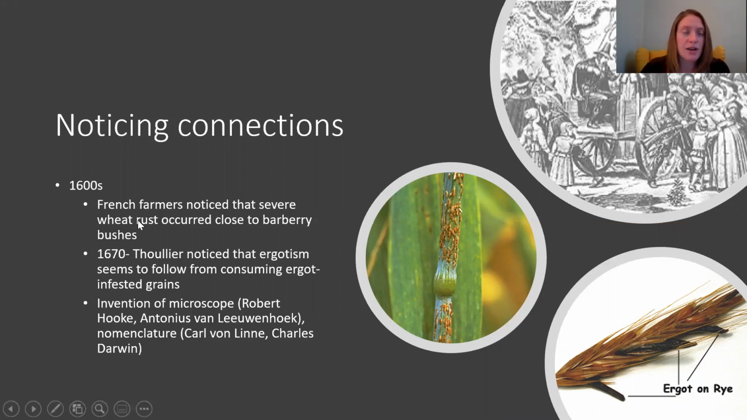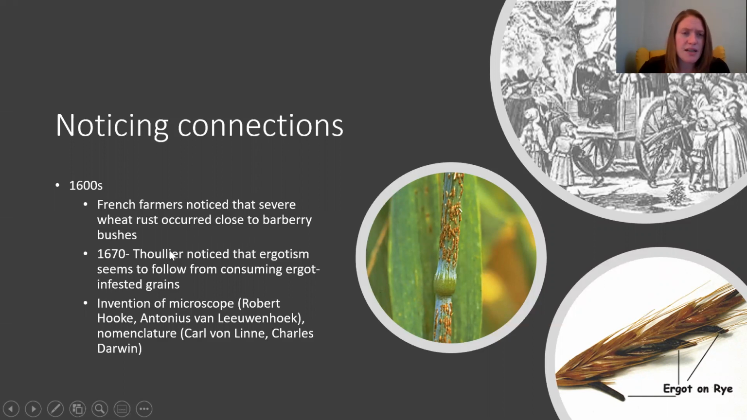But in general, we've noticed that in the 1600s, we started to see that French farmers took note of something called wheat stem rust. And they noticed that that occurred close to barberry bushes, which are these basically weedy bushes that grow on the periphery of wheat fields. And so as a group, they actually convinced the government to get rid of barberry bushes, and that really decreased the amount of wheat stem rust that they saw.